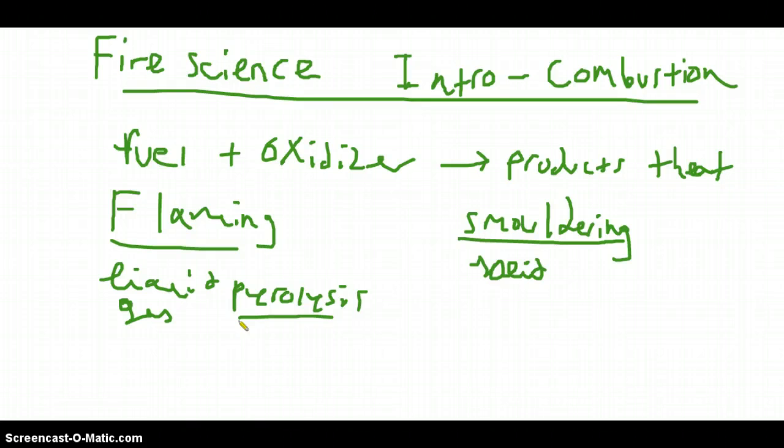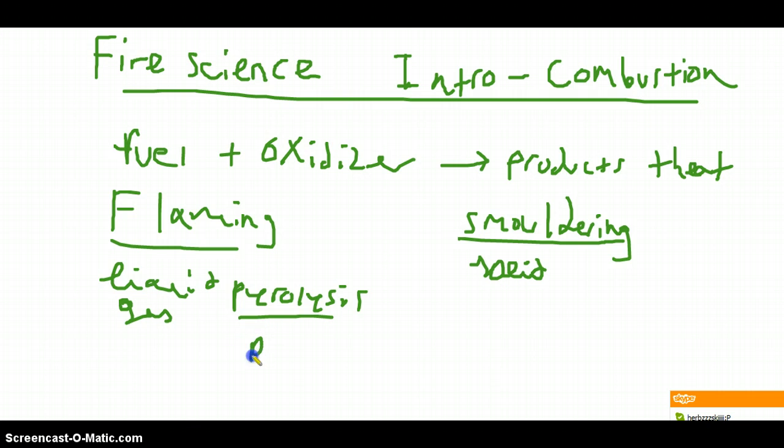It's the flaming. Then the smoldering on the right side over here is a solid phase, and that's basically how you see cigar embers and cigarette embers, all that coming out of the other side of the cigarette is smoldering. And then we have it can be classified as premixed or diffusion. This is another level of classification.